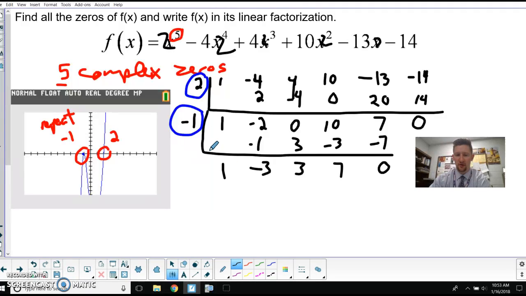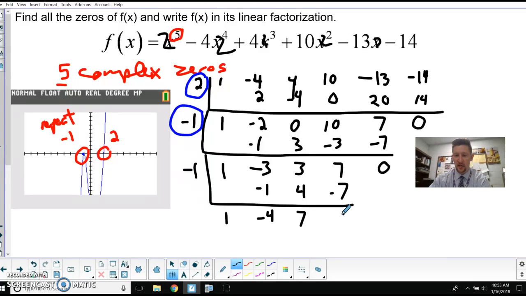So I'm going to check that out, and I'm going to plug in -1 again into my newly depressed polynomial. So drop the 1, multiply, add, multiply, add, multiply, add, and one more time I get 0 for a remainder, which is fantastic. That means that -1 is also a 0 a second time.